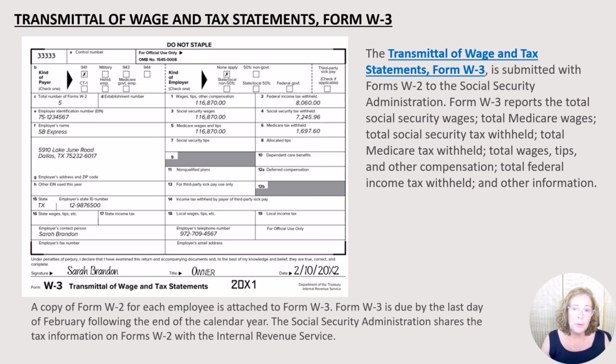Form W-3 reports the total Social Security wages, total Medicare wages, total Social Security tax withheld, total Medicare tax withheld, total wages, tips, and other compensation, total federal income tax withheld, and other information. This Form W-3 is a summary of all Form W-2s which reconcile back to the payroll register and to the Form 941s that were filed quarterly.